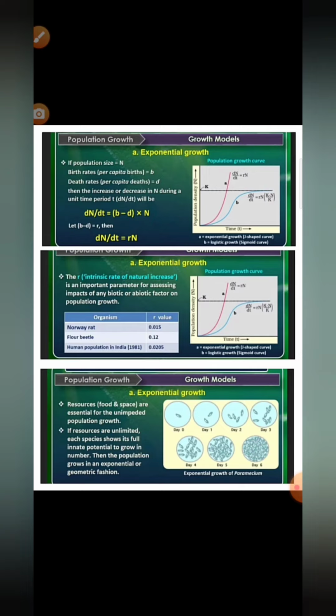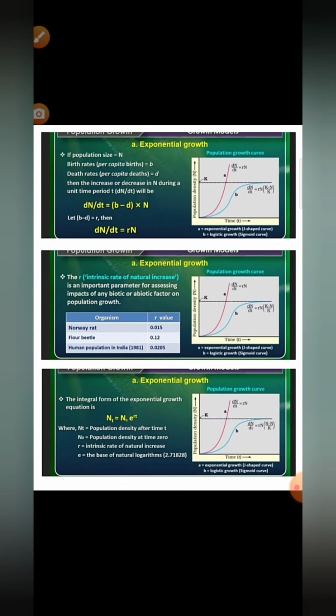Clear? In the exponential growth curve, when N in relation to time is plotted on a graph, the curve becomes J-shaped. You can see here the curve is J-shaped. This is the exponential growth model. This is one of the population growth models.